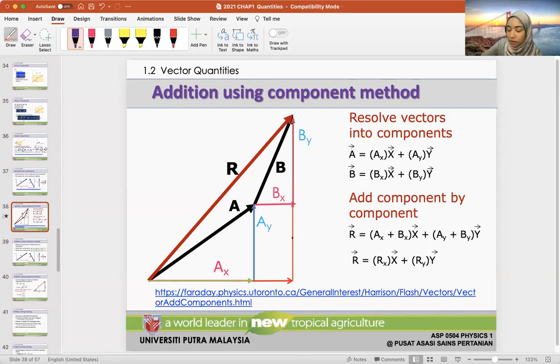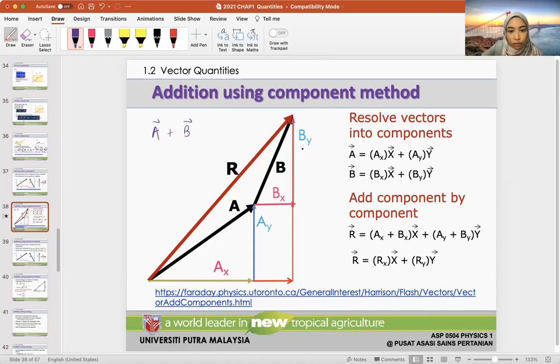Now this question is the earlier question. The question I want to make up is asking, what is vector A plus vector B? What is vector A plus vector B if we are using the component method? We don't want to use the tip to tail. We don't want to use the tail to tail. We don't want to use the triangle rule. We want to use the rectangular component method. Component method is also okay.